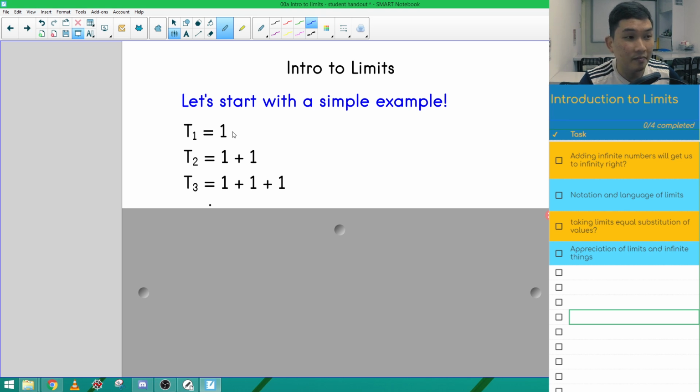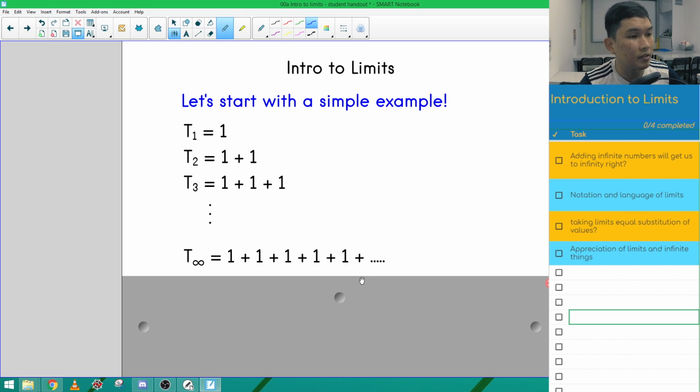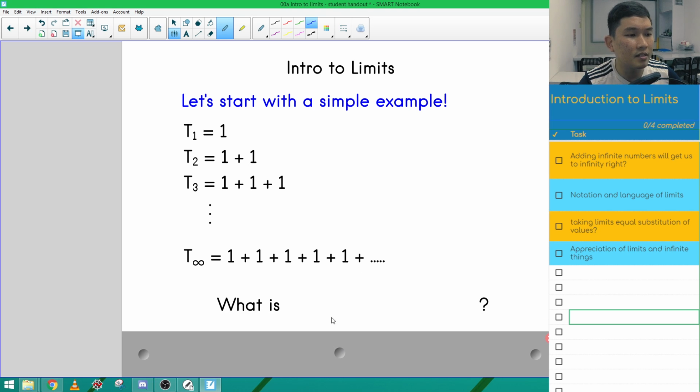The first pattern is just 1. The second pattern is 1 plus 1. The third pattern is 1 plus 1 plus 1. And if you go to, say, pattern number infinity, we get 1 plus 1 plus 1 infinitely many times. So the question here is, what is the sum of pattern number infinity? I know the value of pattern number 1 is just 1. Pattern number 2 is 1 plus 1, that's 2. Pattern number 3 is going to be 3. What is this equal to? I think many of you can guess this. The answer is infinity. But why?